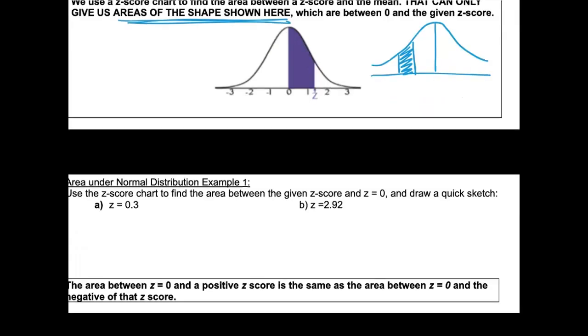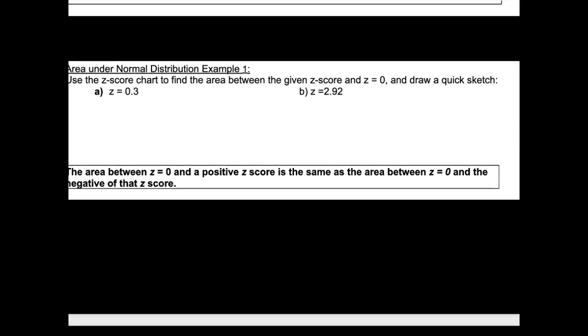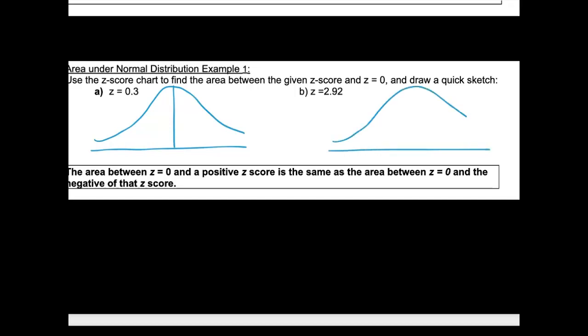So let's look at example 1. We're going to start with the simpler problems first. In this problem, we're going to use the z-score chart to find the area between the given z-score and z equals 0. I'm going to start by drawing a sketch, since I find it's helpful to draw a sketch first. I'll draw a sketch for both of these problems, and 0 goes in the middle.